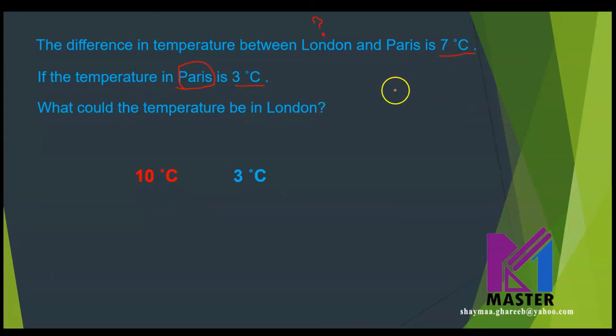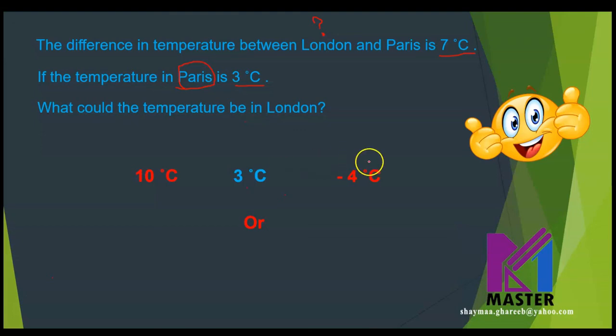What if it was 7 colder than Paris? Because the difference didn't mention whether it is colder or warmer. So it could be colder, it could be warmer. Nobody knows. So if it is 7 colder than Paris, or 7 colder than 3, let's count backward and find out. So 2, 1, 0, -1, -2, -3, then -4. So it could be -4 Celsius degrees or 10 Celsius degrees.